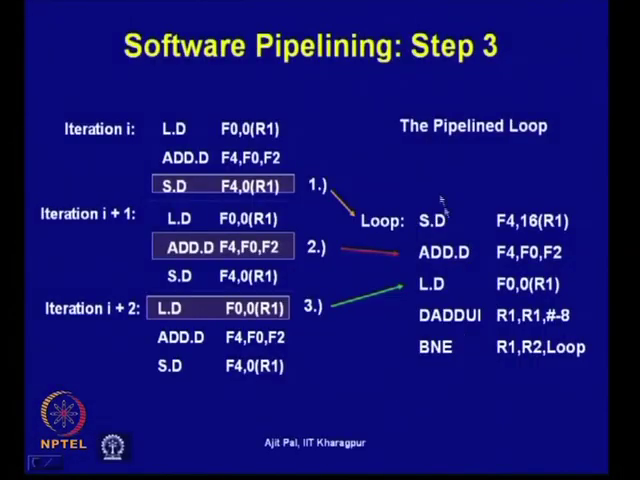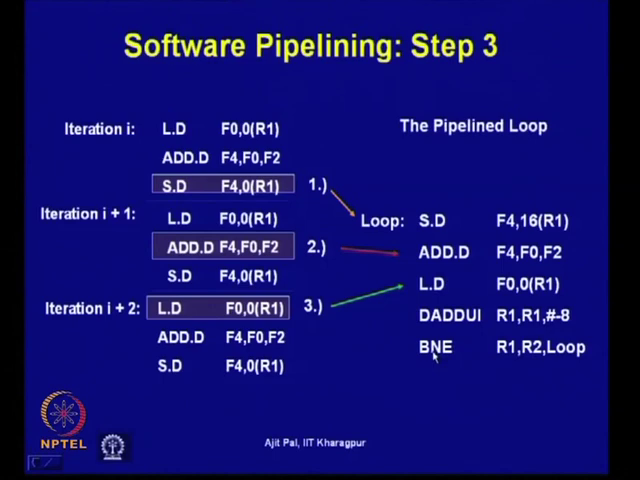So, with these three instructions, now we have formed a loop. Here we have formed a loop, as you can see, taking instruction 3 from iteration 1, instruction 2 of iteration 2, iteration i plus 1, and instruction 1 of iteration 3. So, these three are forming the loop of the software pipeline. They belong to three different iterations.